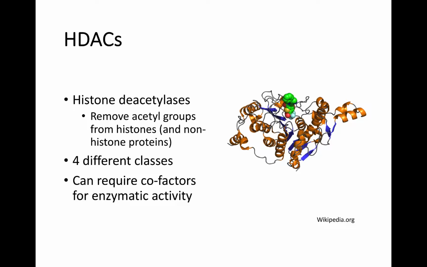HDACs remove acetyl groups from histone proteins. Sometimes they are now called KDACs, which stands for lysine deacetylase, because many HDACs also have non-histone substrates. Generally, HDACs are divided into 4 classes, and they can require a number of cofactors for enzymatic activity.